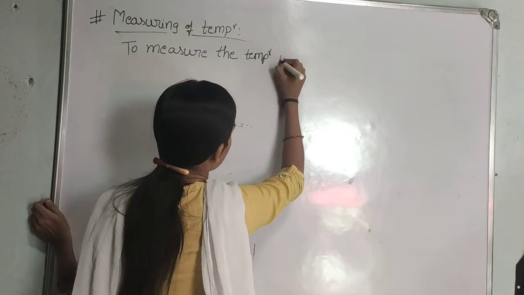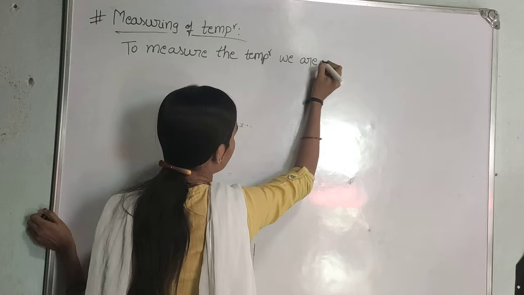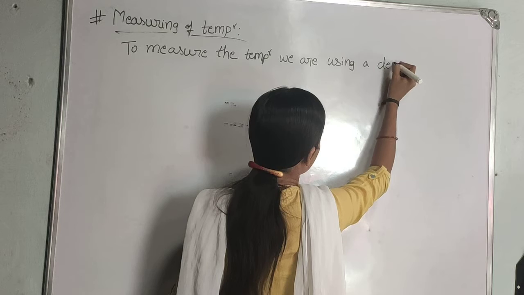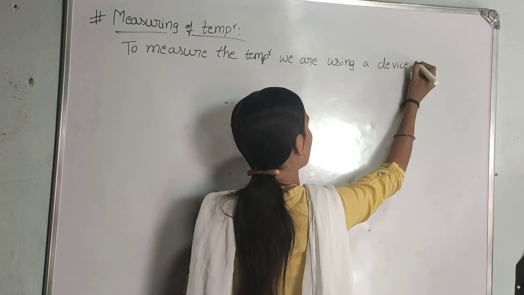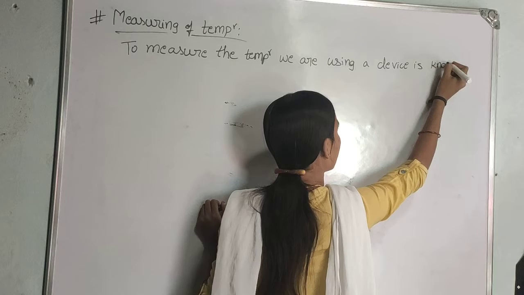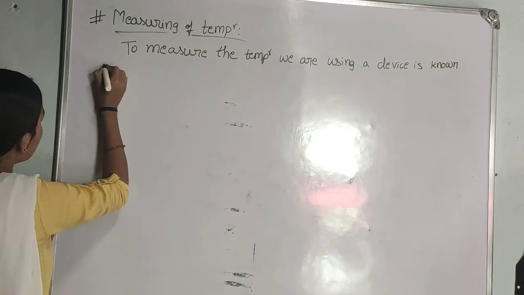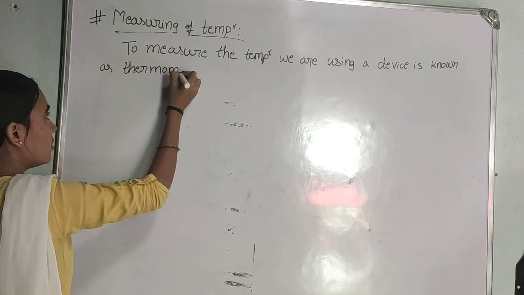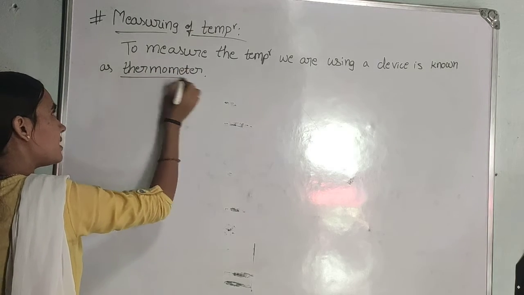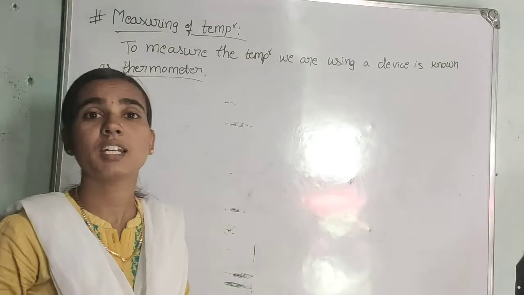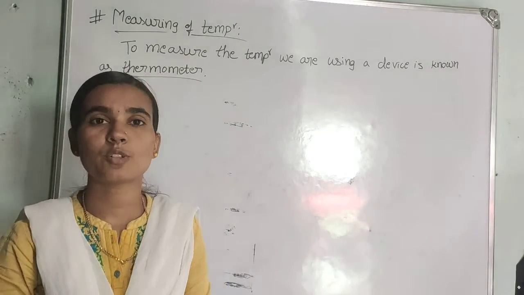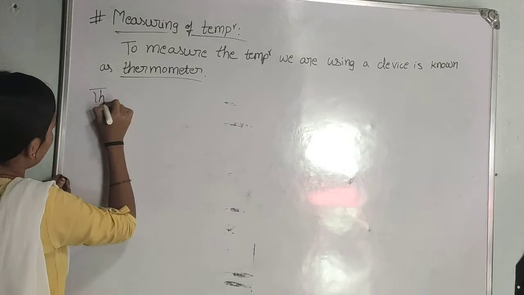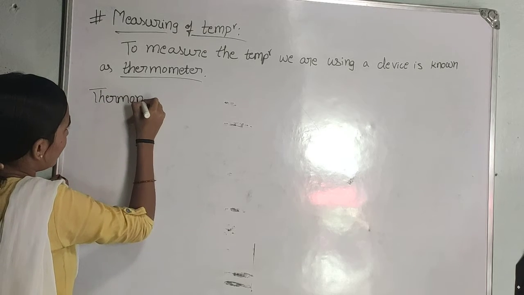So here, to measure the temperature, we are using a device known as a thermometer. Or simply we can say that the thermometer is a device which measures the temperature of an object. That we are calling a thermometer. Once again, thermometer.